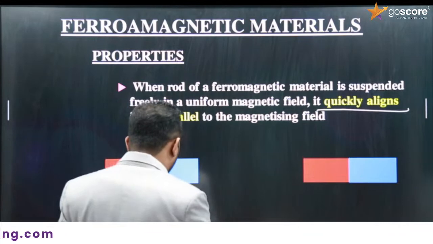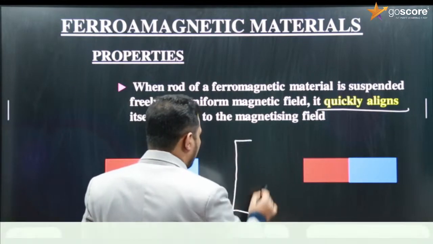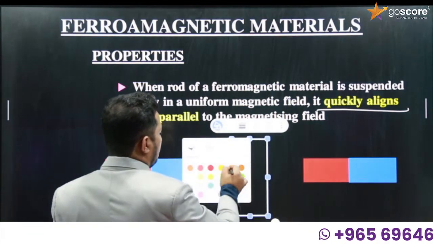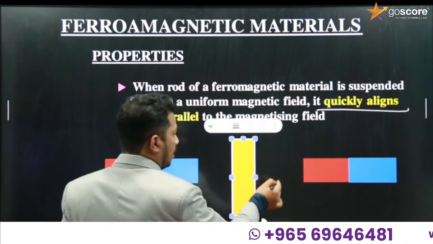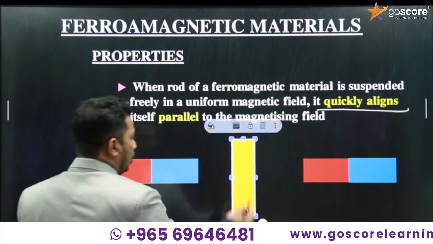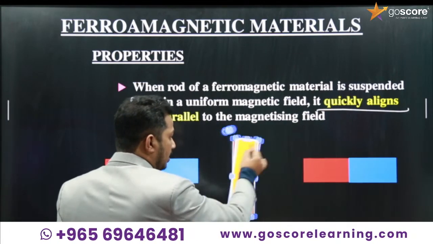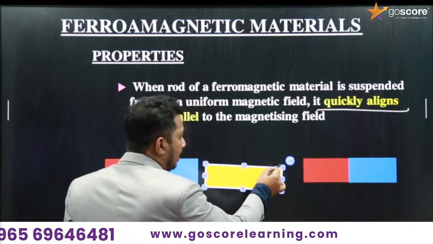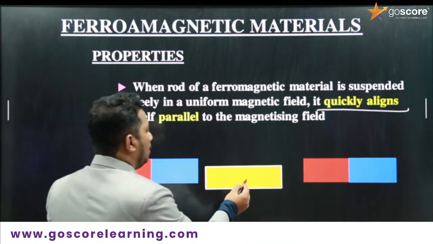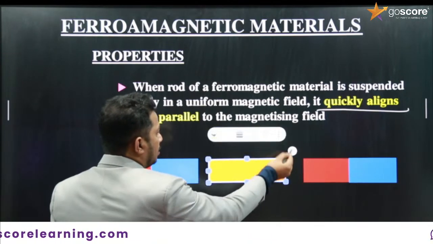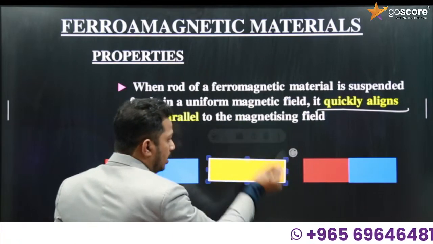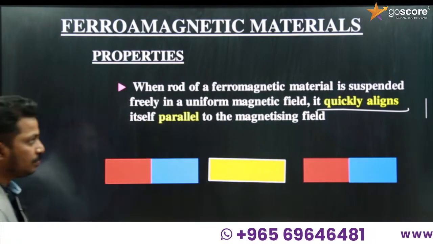Let's see what is happening. When you place a ferromagnetic material in an external magnetic field, it will align. How will it align? It will align quickly, parallel to the external magnetic field. Not perpendicular; this is a perpendicular alignment. It will align parallel to the external magnetic field. Okay.